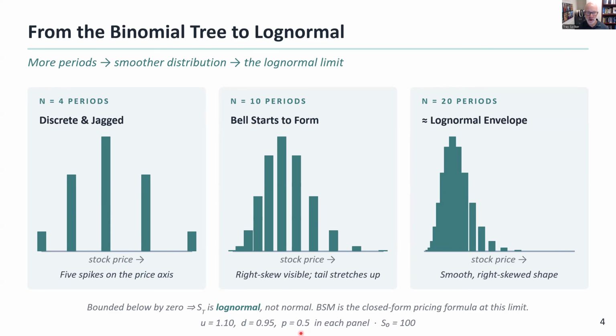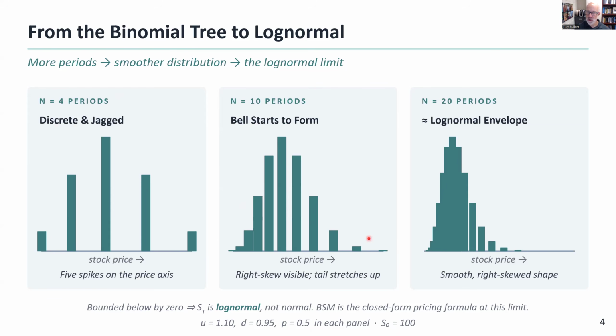And we're starting with a share price of 100. So each one of them shows the same thing, except when we make delta T really small. As you see, when we have four periods, which means delta T is relatively large, you only have like five spikes here. At n equal to 10 periods within the same big T, you can start to see a bell shape starts to form here in terms of the stock prices.